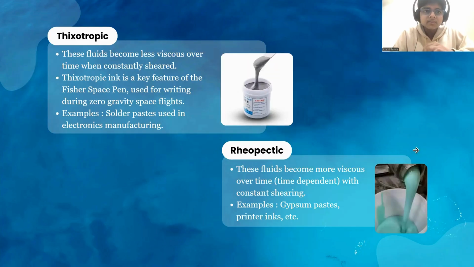Next are thixotropic fluids. These fluids become less viscous over time when continuously sheared. Thixotropic ink is a key feature of the Fisher Space Pen used for writing during zero gravity space flights. Rheopectic fluids become more viscous over time with constant shearing, an example being printer inks.